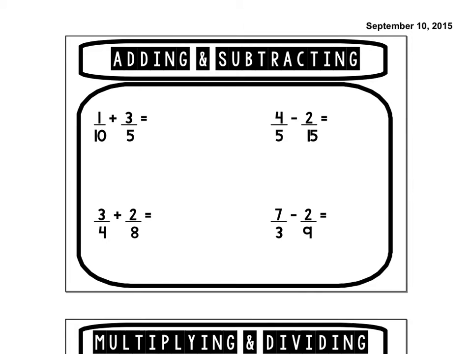On the next page, we're going to jump to finding the common denominators right away. The common denominator between 5 and 10 is 10.